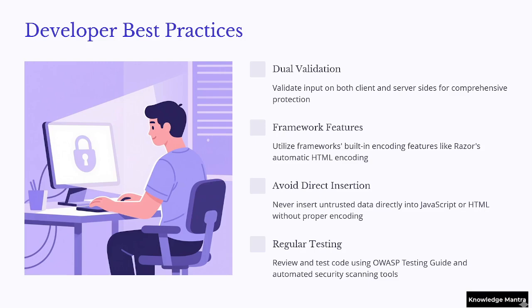So let's check first: dual validation, client and server side. Both. Always validate data at both ends. Client side checks make the app fast and responsive, but server side validation is your real shield. Never rely on just one. If a hacker bypasses the front end filters, your server will stop bad input code.